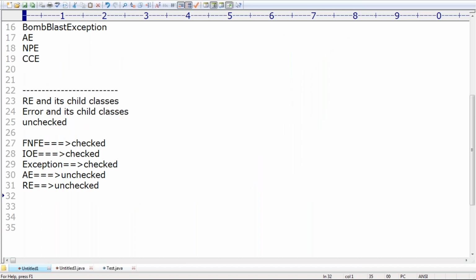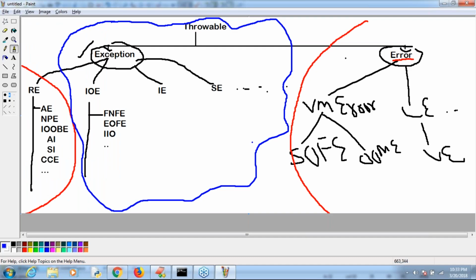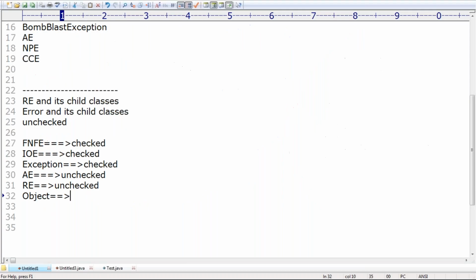Next one, observe carefully. Object, checked or unchecked? Respond immediately. The diagram is already in front of you. Object, is it checked or unchecked? Good. Array object, where is it? Just for this, the parent is Object. Checked or unchecked? Respond, everyone. Checked or unchecked? Yes. Good. Excellent.